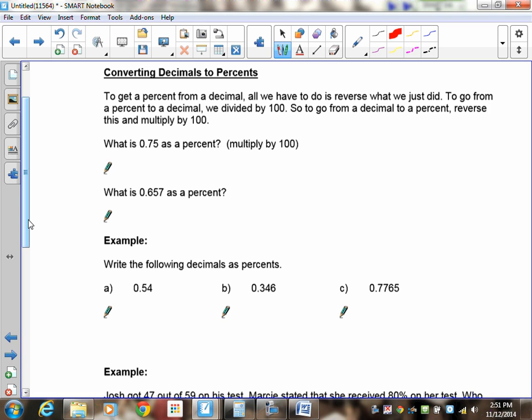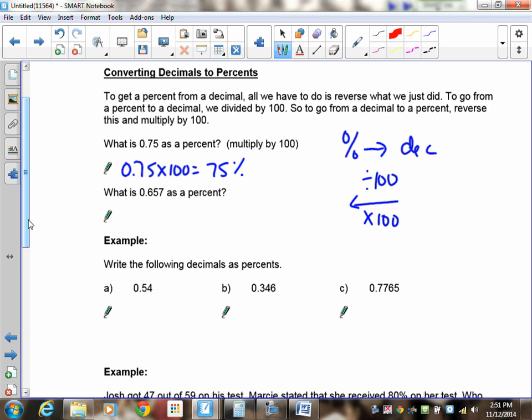Converting decimals to a percent. So what is 0.75 as a percent? Well, if you go from a percent to a decimal, and we divide it by 100, guess what you have to do to go the other way? Well, you have to go the opposite mathematics. So instead of dividing by 100, we're just going to multiply by 100. So 0.75 as a percent becomes 0.75 times 100, which is basically 75%.